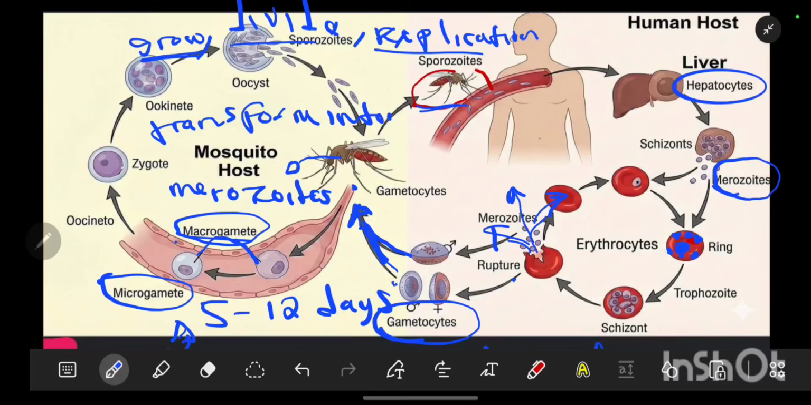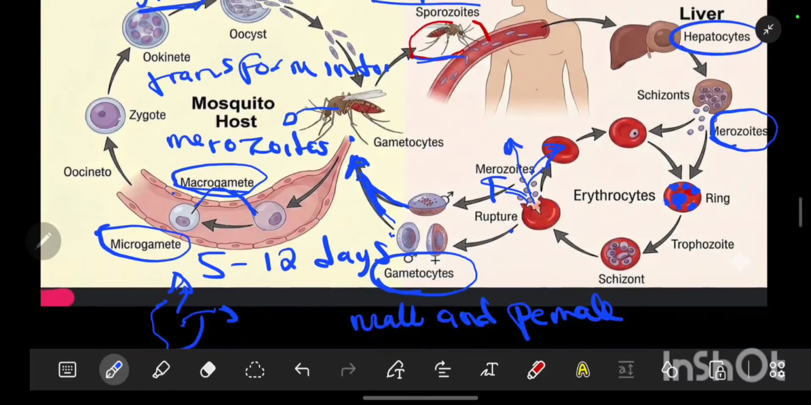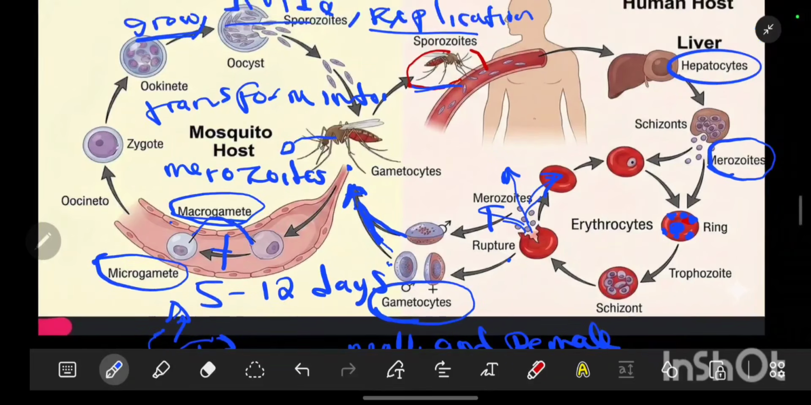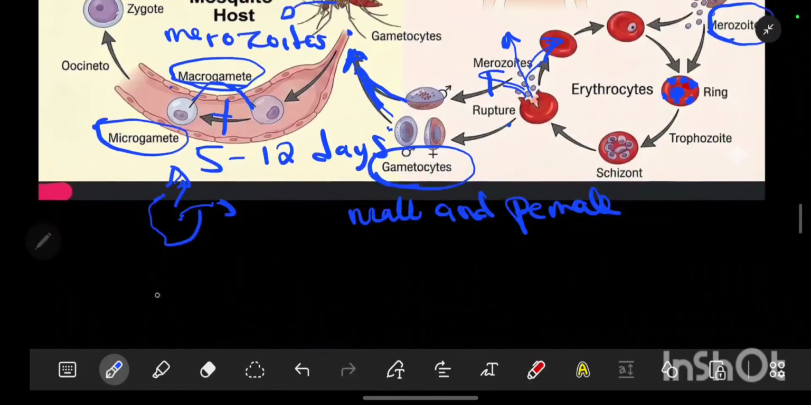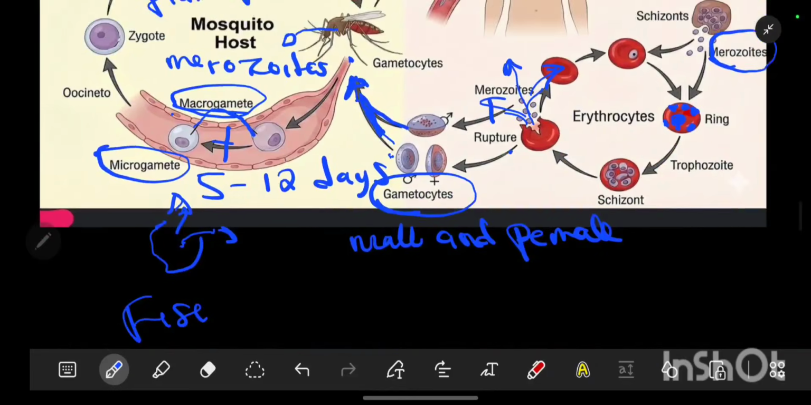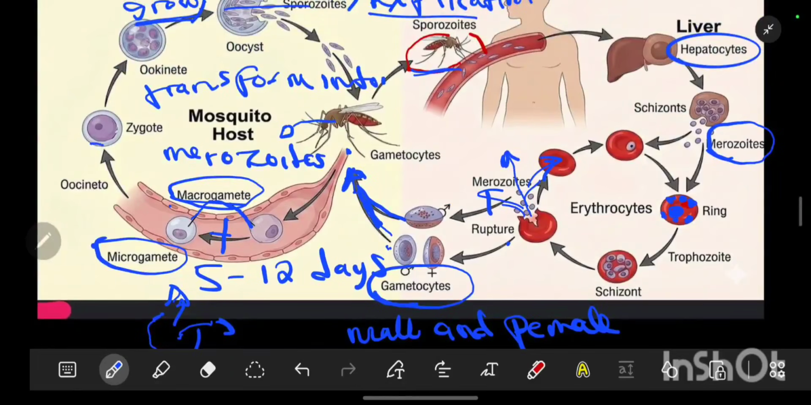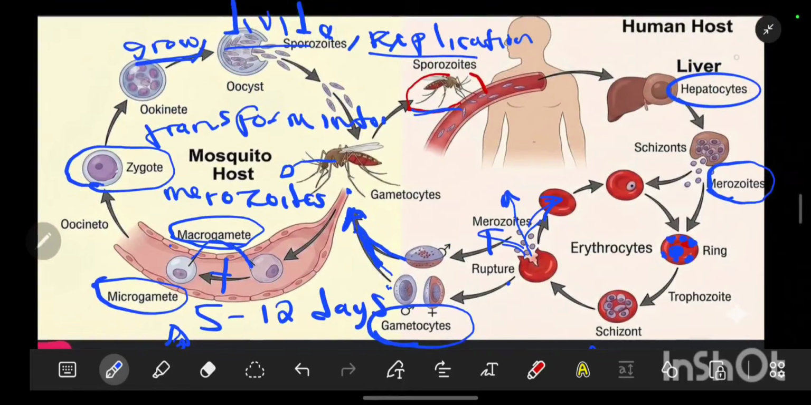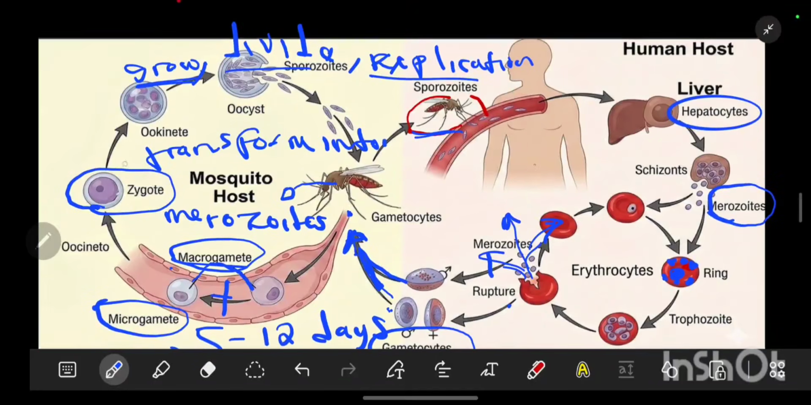Then what happens is that the male and the female gametes will be able to fuse. After they fuse, they are going to become what we are going to call the zygote, which makes sense. The fusion of the male and the female will produce the zygote. The zygote then further on differentiates or develops.